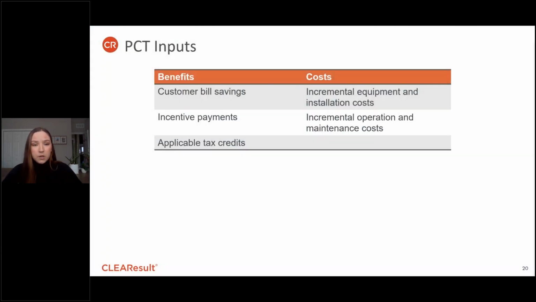So we're going to go and look at our benefits and costs. So our benefits for this one are customer bill savings. Obviously, that's a big benefit to the customer, the participant, the incentive payments, and any applicable tax credits. And our costs are going to be those incremental equipment and installation costs, and the incremental operation and maintenance costs that the customer would have to endure.